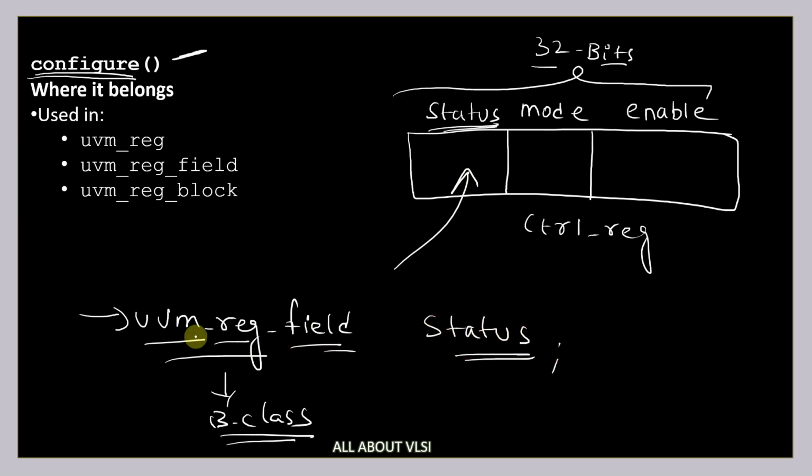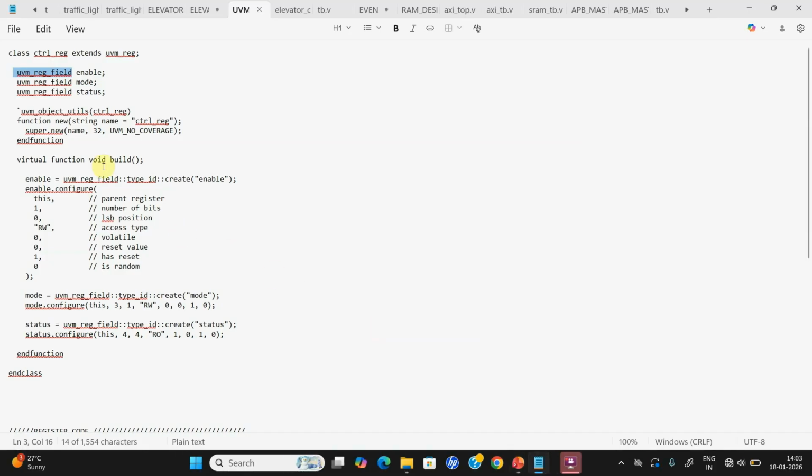With which data type? With the data type uvm_reg_field. So status is of type uvm_reg_field. Like this, I've created all the fields of type uvm_reg_field. So fields are created with the class uvm_reg_field, and registers are extended from the class uvm_reg. Here for the enable, I've created the instance.